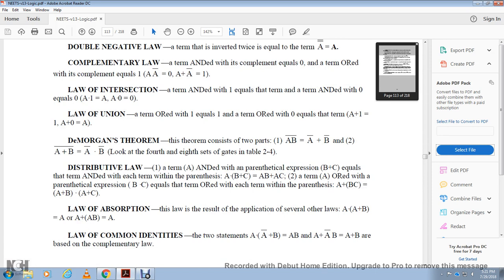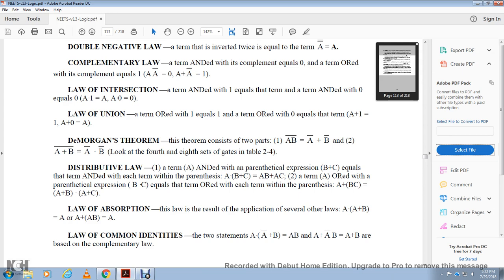Distributive law. A term ANDed with a parenthetical expression B plus C is equal to the term ANDed with each term in the parentheses, A times B plus C equals A times B plus A times C. A term ORed with the expression B times C is equal to the term ORed with each term in the parentheses, A plus B times C is equal to A plus B times A plus C.